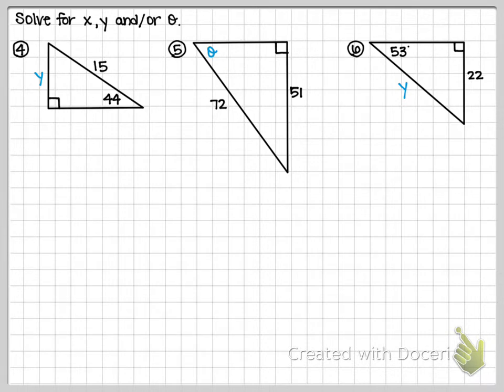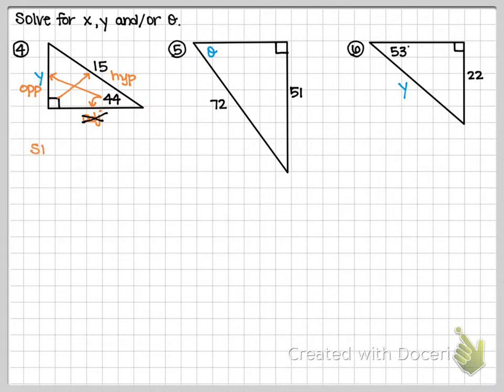All right, so if we take a look at this one, I'm going to start at the acute angle 44, and I'm going to identify my sides. There's my opposite side, the adjacent side, and then opposite the box is going to be the hypotenuse. We have nothing identified on the adjacent side, so we're not going to use it. So we're thinking of opposite and hypotenuse. Well, that's going to give me sine.